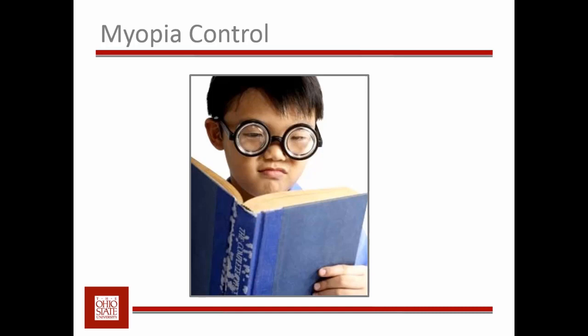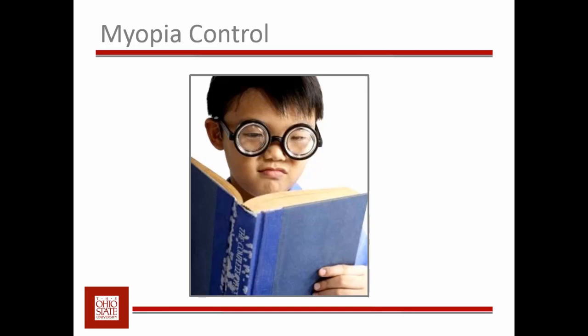Myopia control is very important today. I think part of it has to do with the rising prevalence, but also part of it has to do with the internet. People are just much more informed, and they're asking about what they can do to try to keep their children from becoming as nearsighted as they are themselves. Because of that, we need to know more about myopia control.